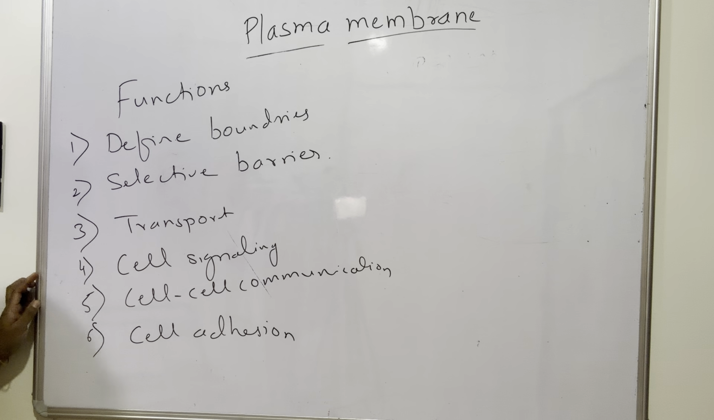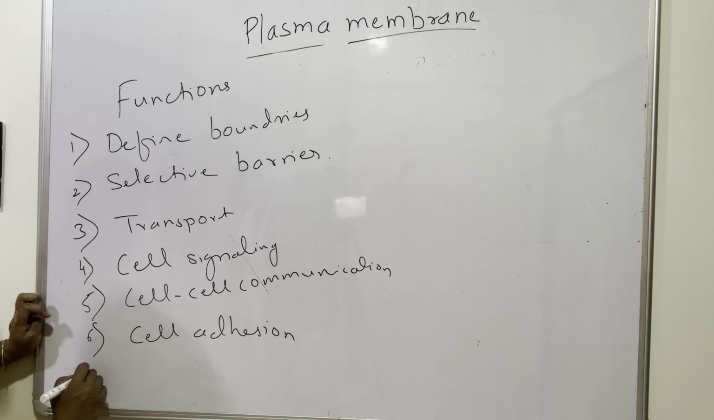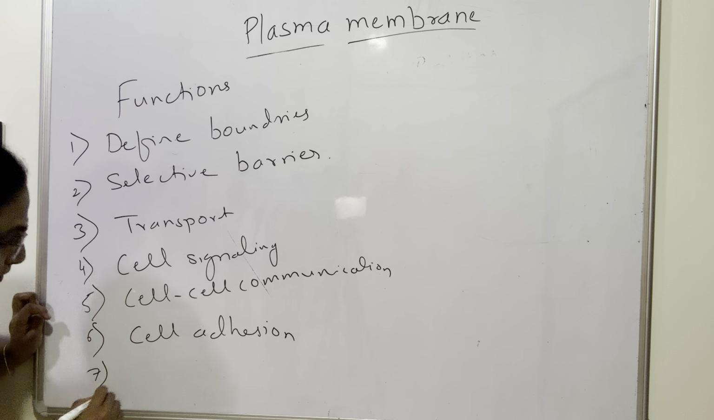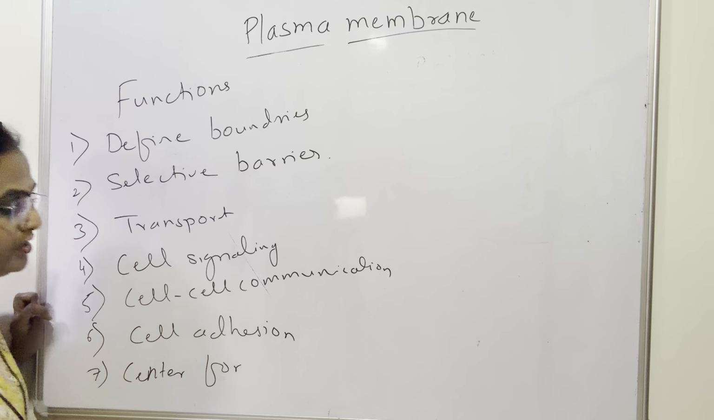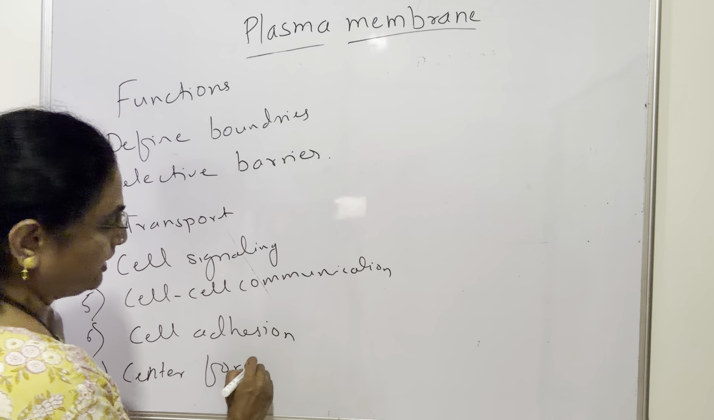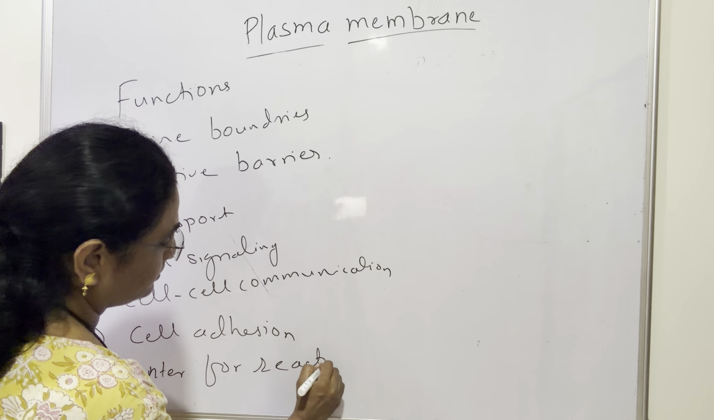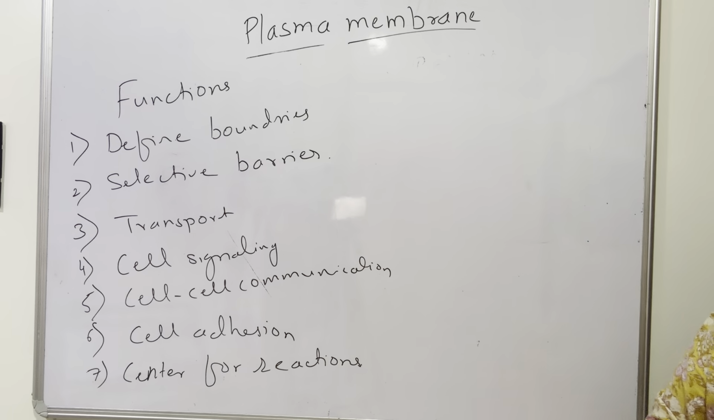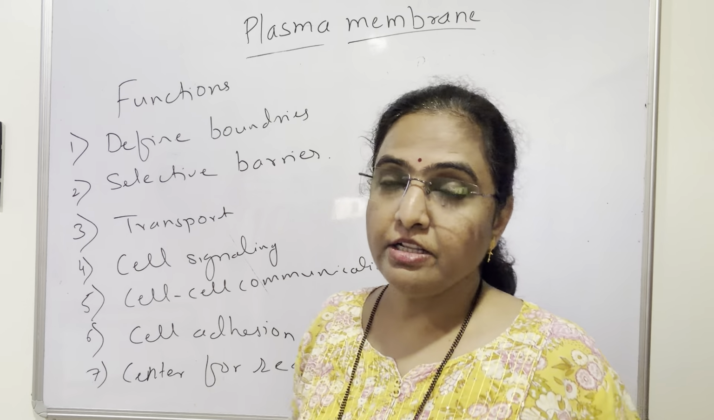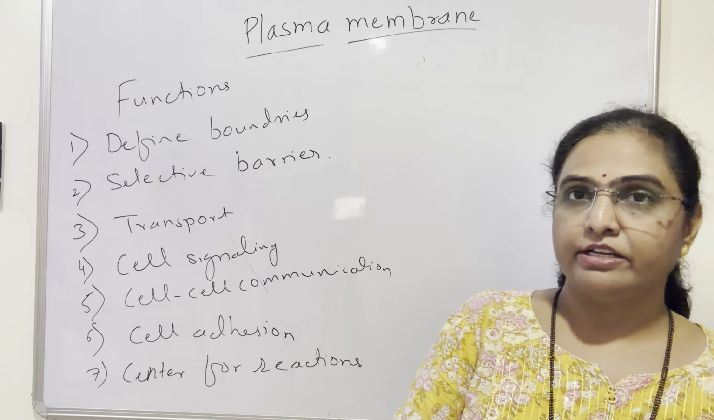So in this way there are a number of functions of the plasma membrane. It is also the center for some of the reactions. So these are the functions of the plasma membrane. It defines the boundaries. Second, it is a selective barrier.